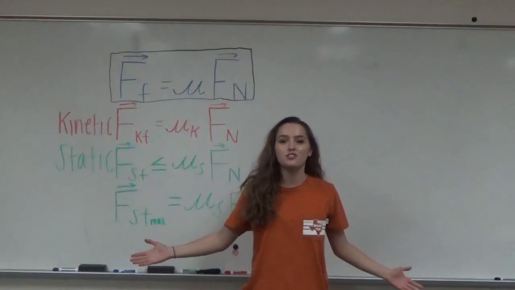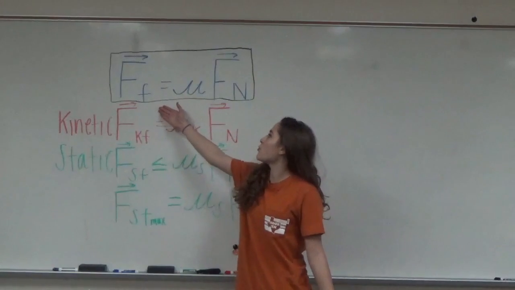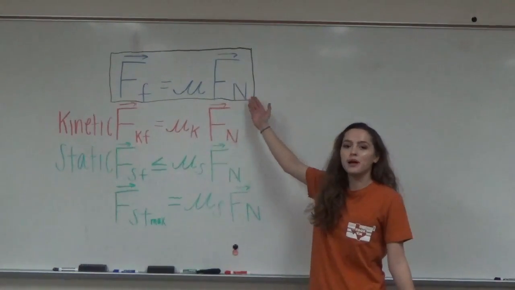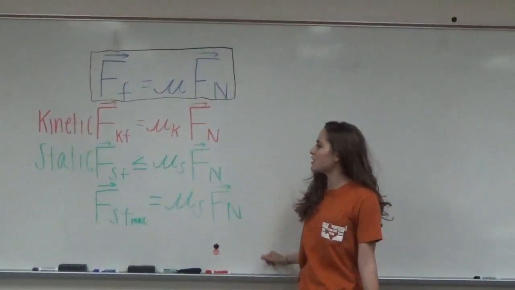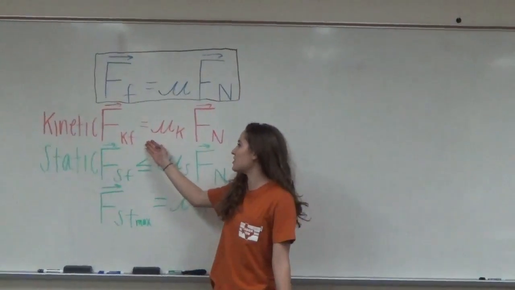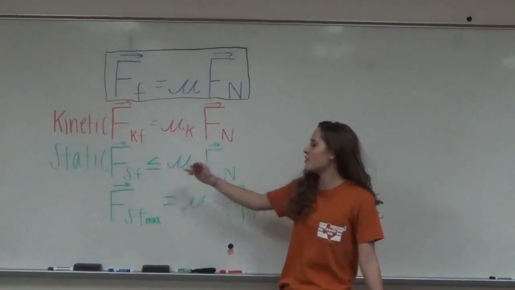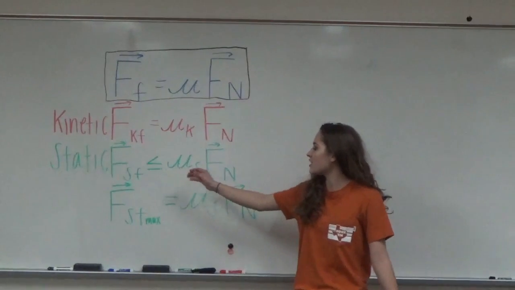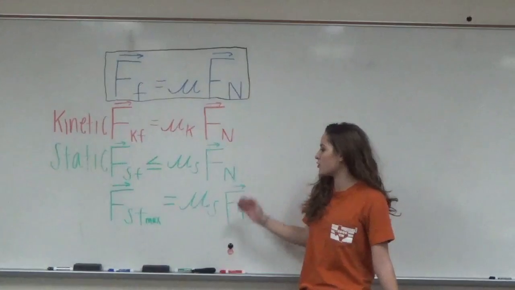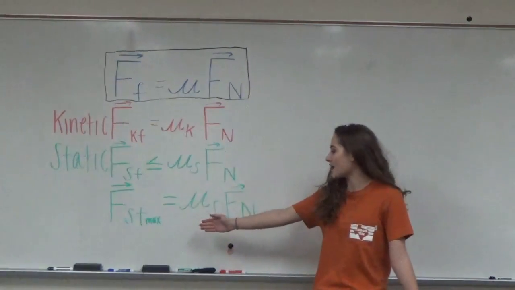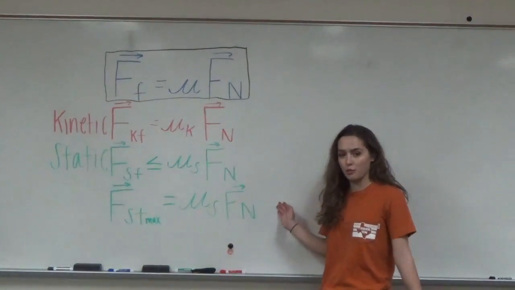Now let's talk about the friction formula. Originally there's one formula: the friction force is equal to the coefficient mu multiplied by the force normal. But since there are both kinetic and static friction, it works out to be three different formulas. The kinetic force of friction is equal to the kinetic coefficient mu multiplied by the force normal. The static friction force is less than or equal to the static coefficient mu multiplied by the force normal, and the static friction maximum is equal to the static coefficient mu multiplied by the force normal.